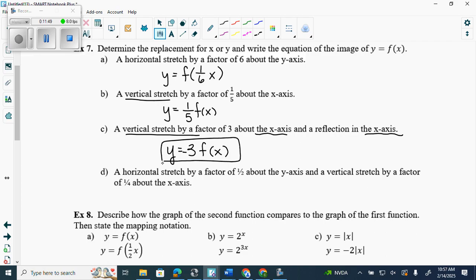Horizontal stretch by a factor of 1/2. So it's horizontal. It's going to flip. We're going from words to equation, correct? If we were going from words to mapping, I would use a half. Wouldn't flip. So we're going to get y equals, we have that f, then we're going to get 2, vertical stretch by a factor of 1/4, verticals never switch, 1/4, x.